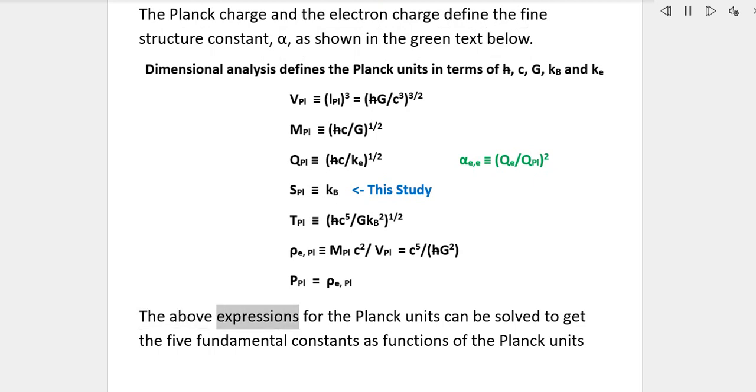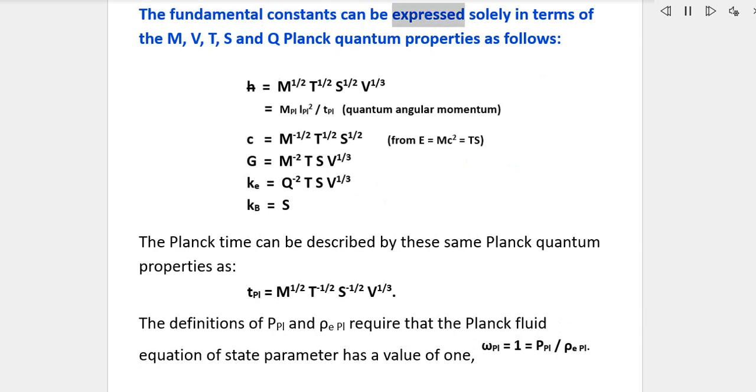The above expressions for the Planck units can be solved to get the 5 fundamental constants as functions of the Planck units. The fundamental constants can be expressed solely in terms of the m, v, t, s, and q Planck quantum properties as follows. The Planck time can be described by these same Planck quantum properties as: the definitions of ppl and ρepl require that the Planck fluid equation of state parameter has a value of 1.